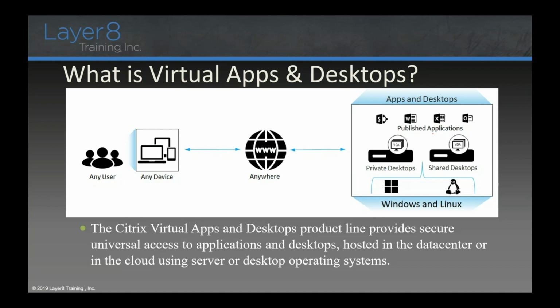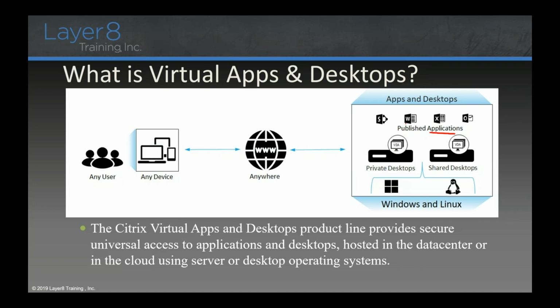So we can give our users applications, such as Microsoft Office, Epic, whatever application you may need to provide to your users, and keep the management and installation of that application centralized inside of your network center. We can also provide our users with desktops, either a private desktop or a shared desktop, basically looking at a client VDI, Windows 8, Windows 10, or a server desktop running on 2016, 2019. Additionally, the Citrix environment allows you to deploy out Linux desktops as well.